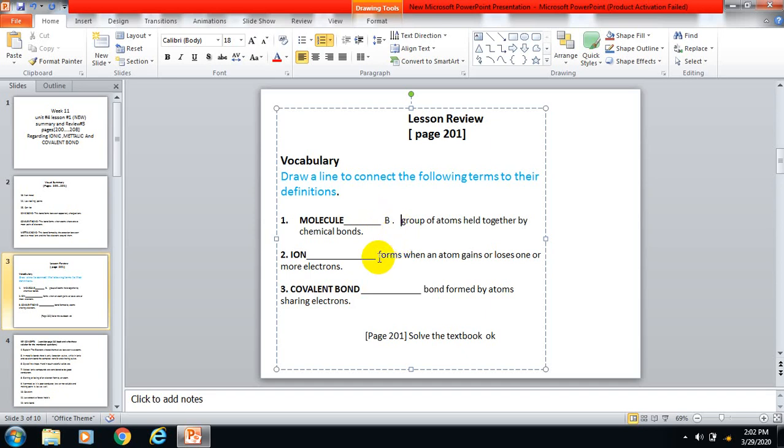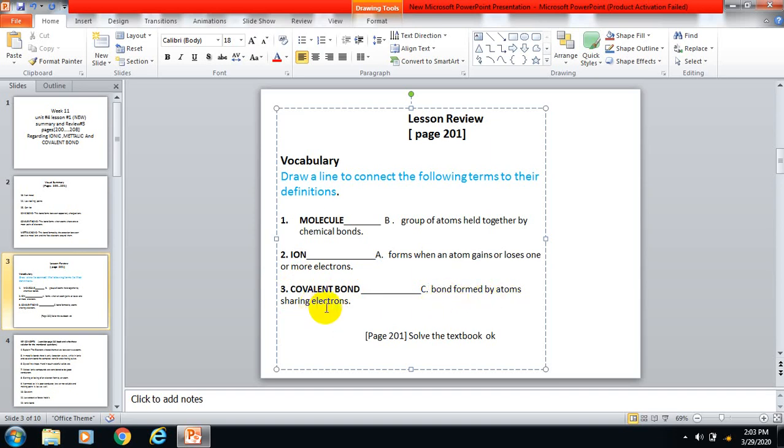For the ion, look at the second one. For the ion, you need to connect to the one that forms when an atom gains or loses one or more electrons. So that is option A you need to choose. Now for the third, we have the covalent bond. You need to draw a line from the covalent bond to the C option.